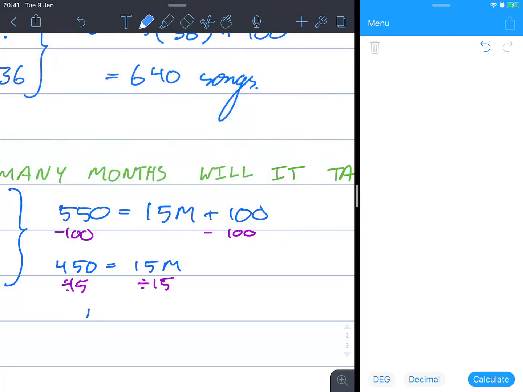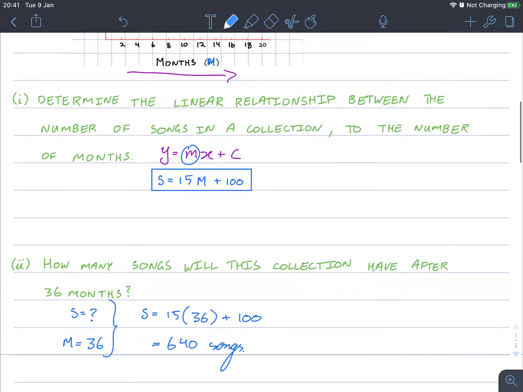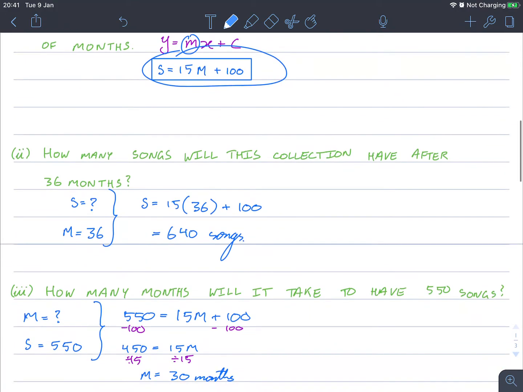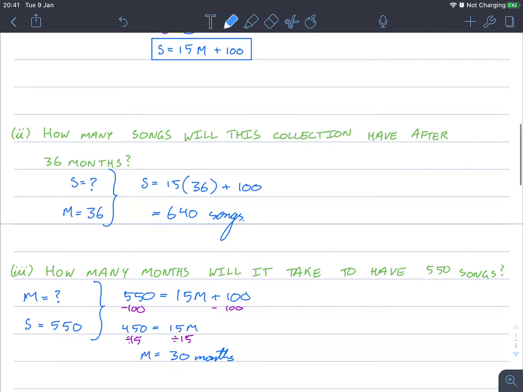This will give us m is equal to 450 divided by 15. M is equal to 30 months. So I hope that first example gave you an insight into finding the linear relationship, and then using this linear relationship to answer future values and questions and problem solve values that we don't yet know.